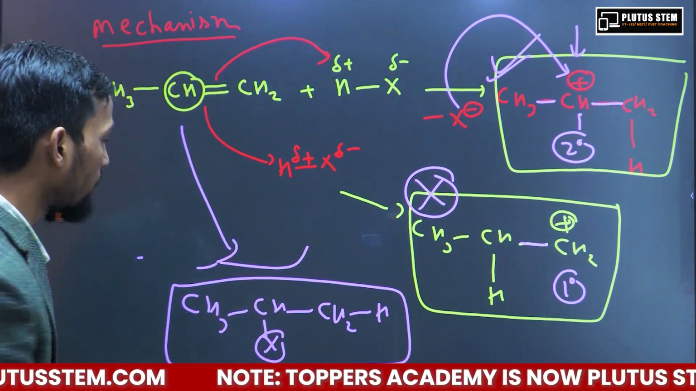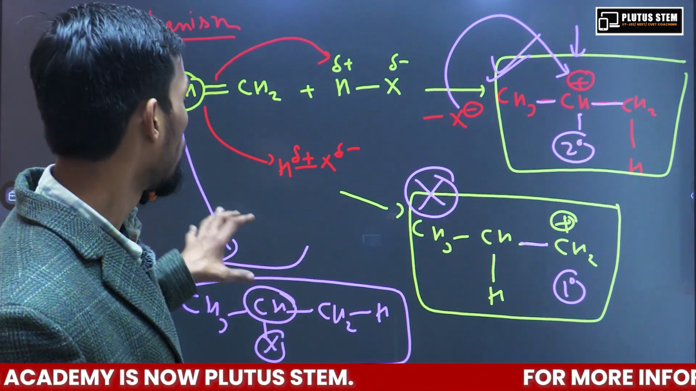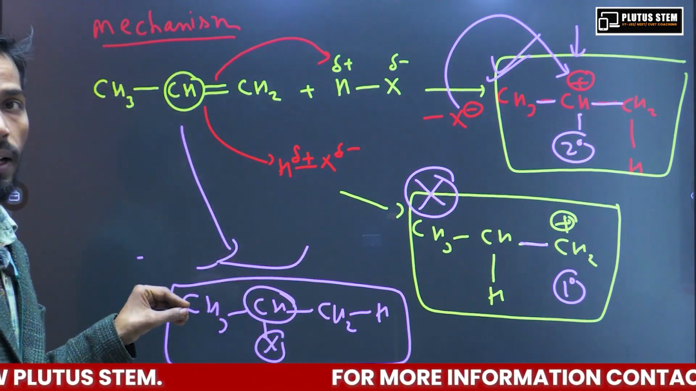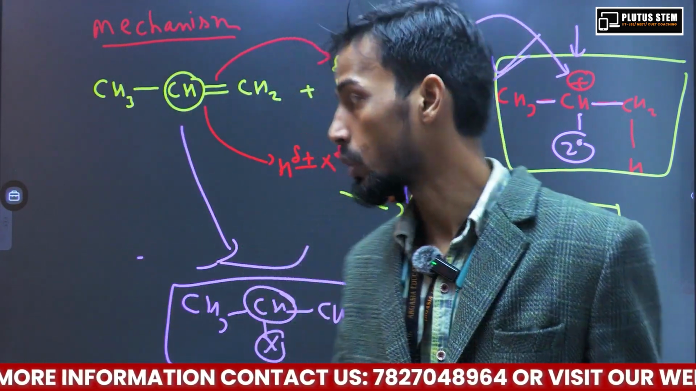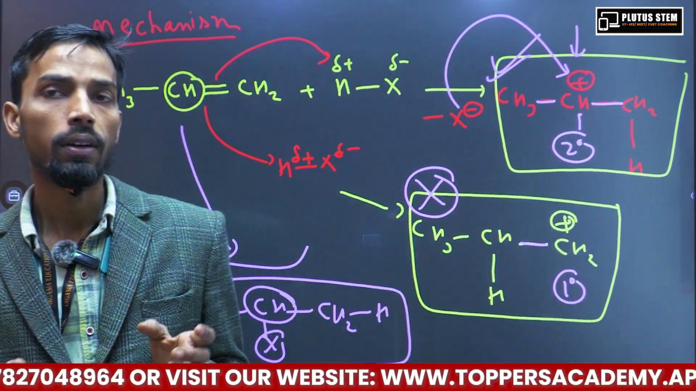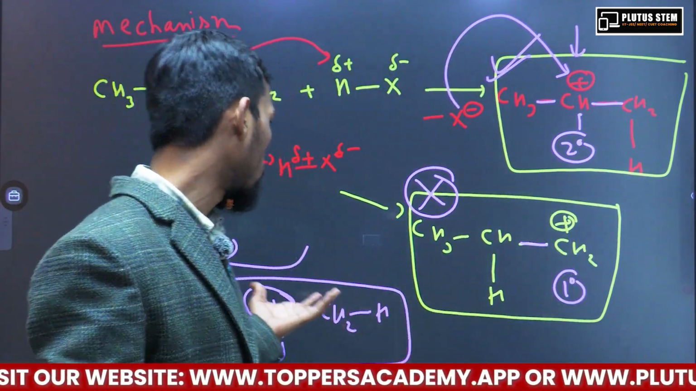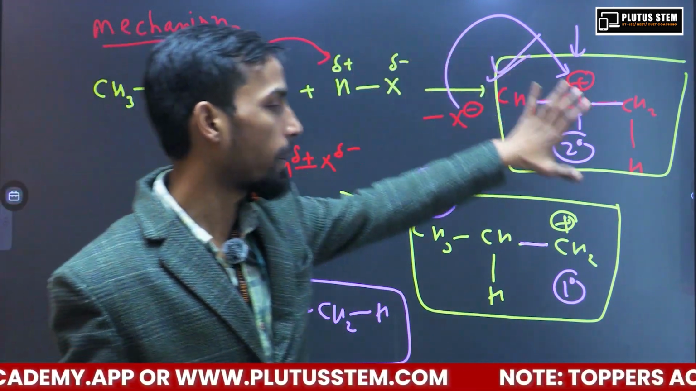The negative part of the reagent is adding to that carbon of the alkene which has the lesser number of hydrogens. So most of the questions are going to be solved with the help of this Markovnikov rule. So this is the whole mechanism.